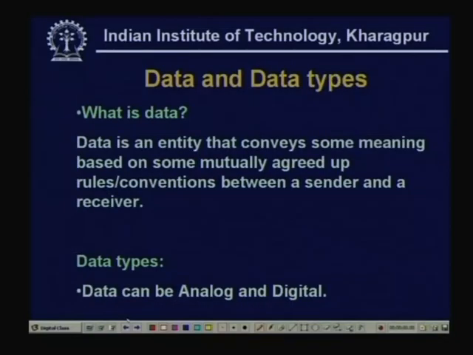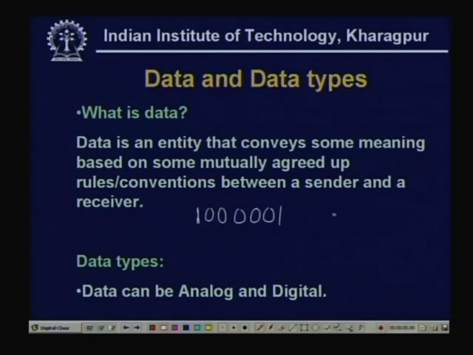Let us take up an example. Say the sender has sent some data, say 1 0 0 0 0 0 1. As such, this bit sequence has no meaning, and the receiver cannot really understand what it is and what it has been sent for.